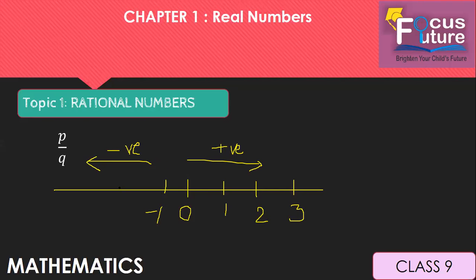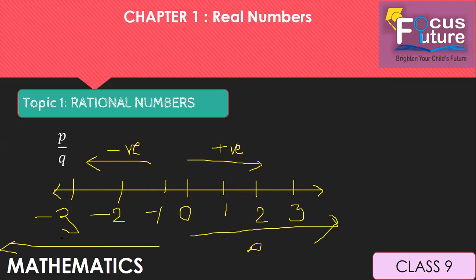That is -1, -2, -3 and so on. So this number line is extended in both direction. So here also it is infinity and here also it is continuous till minus infinity. There is no end. So on both sides it is continuing, right?